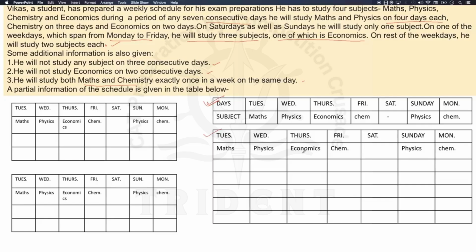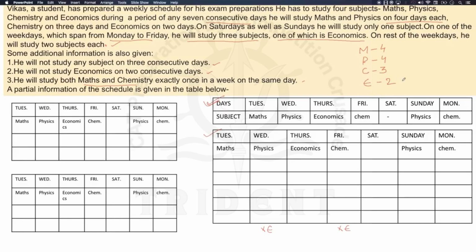Now very clearly we know that on 2 consecutive days he will not study economics. So it makes it very clear that on Wednesday he'll not study economics. On Friday he'll also not study economics. Now before noting this down, let's see how many days he has to study each subject. So maths would be studied 4 days, physics 4 days, chemistry on 3 days, economics on 2 days.